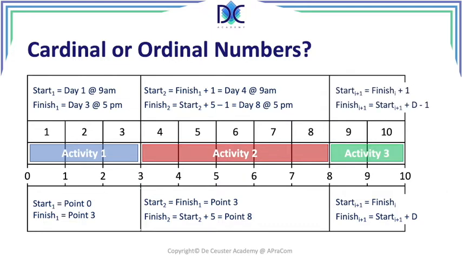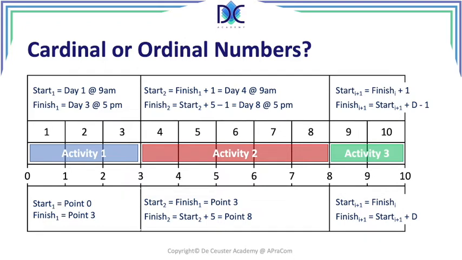We can write this as an algorithm too, so the start of the successor is equal to the finish of the predecessor plus 1, and the finish of the activity is equal to the start of the activity plus the duration minus 1.